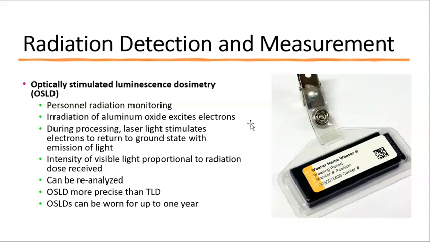All right, there's optically stimulated luminescence dosimetry, so OSLDs. So personal radiation monitoring also, it's irradiation of aluminum oxide that excites the electrons. During the process, laser light stimulates electrons to return to ground state with the emission of light. So the intensity of the visible light is proportional to the radiation dose which was received on the badge, okay? This badge can be reanalyzed again and again. So OSLDs are more precise than TLDs, and they can be worn for up to 1 year.